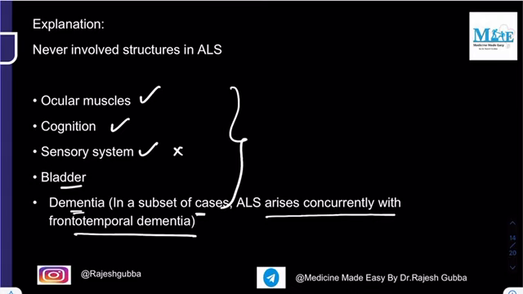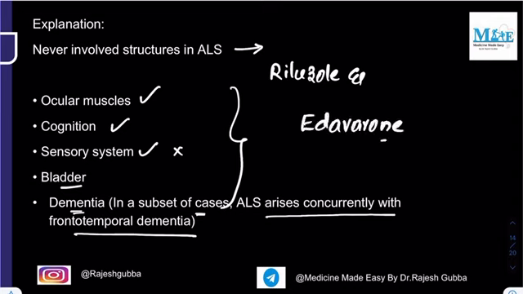And in these patients, what are the drugs that you need to give? You need to give the drugs which will slow the progression of the disease. Now, what are those drugs? That includes, number one, riluzole, and another very important drug is edaravone. So these drugs will slow the progression or stop the progression of amyotrophic lateral sclerosis.